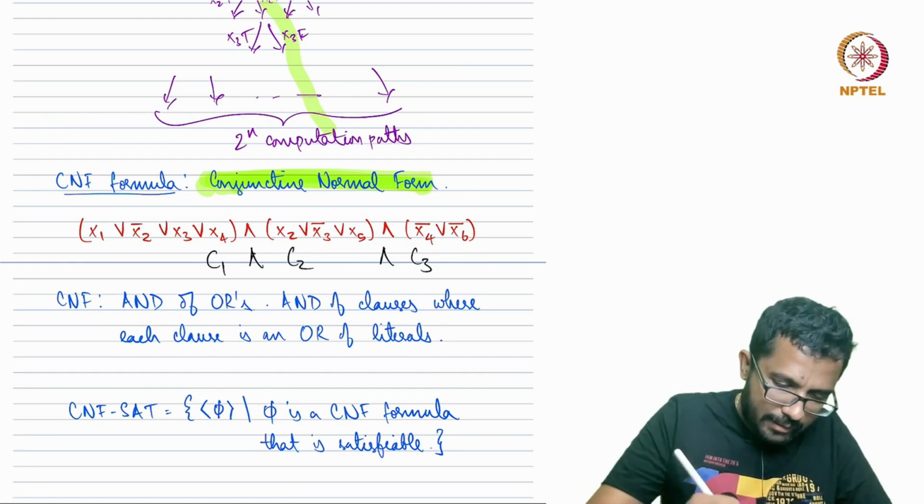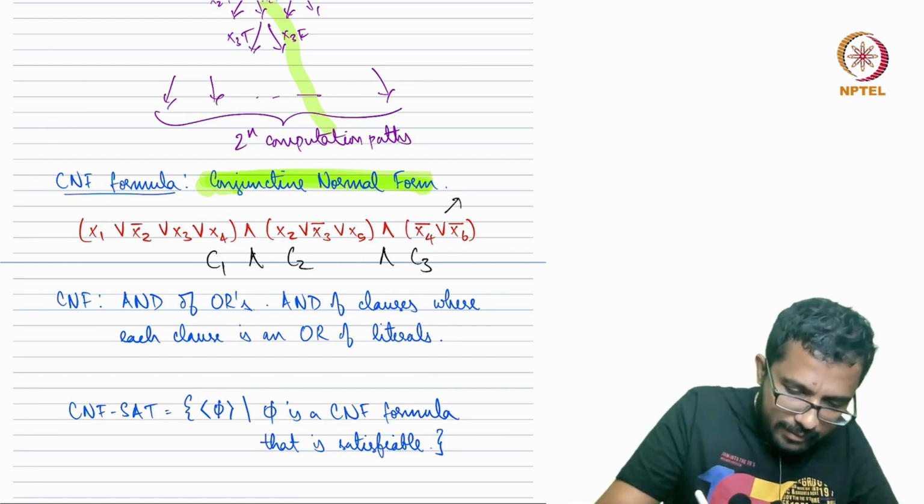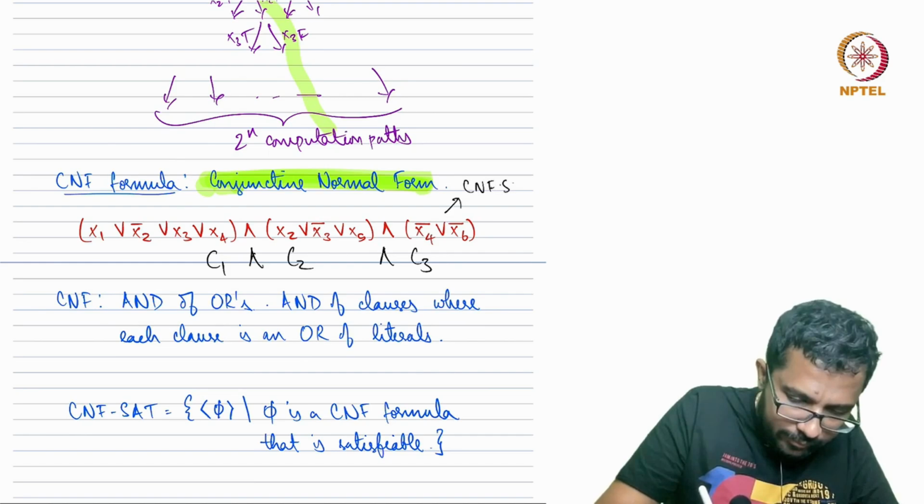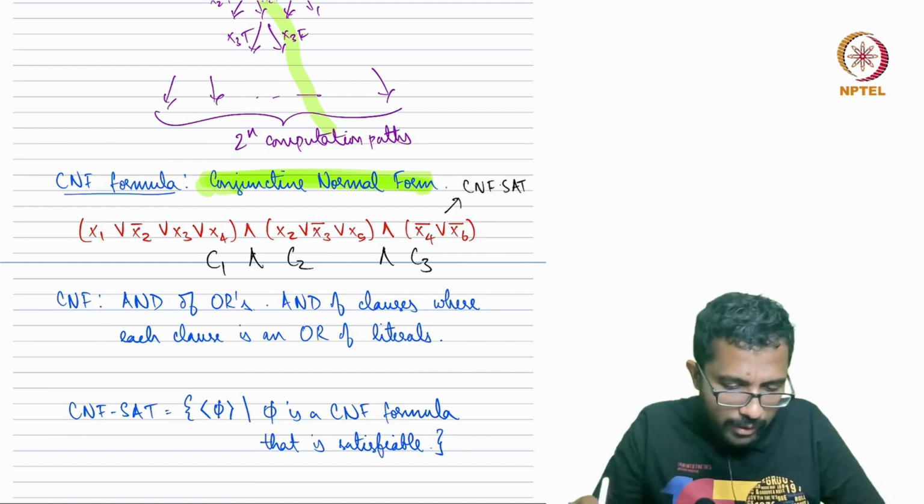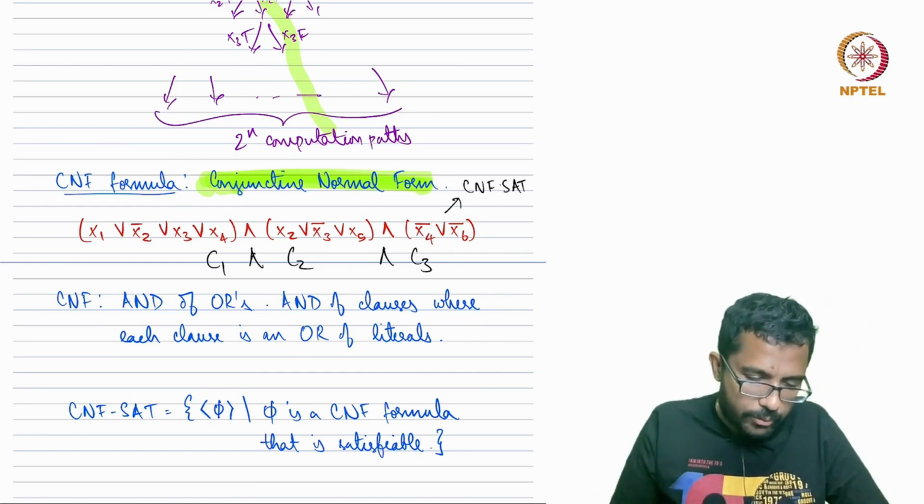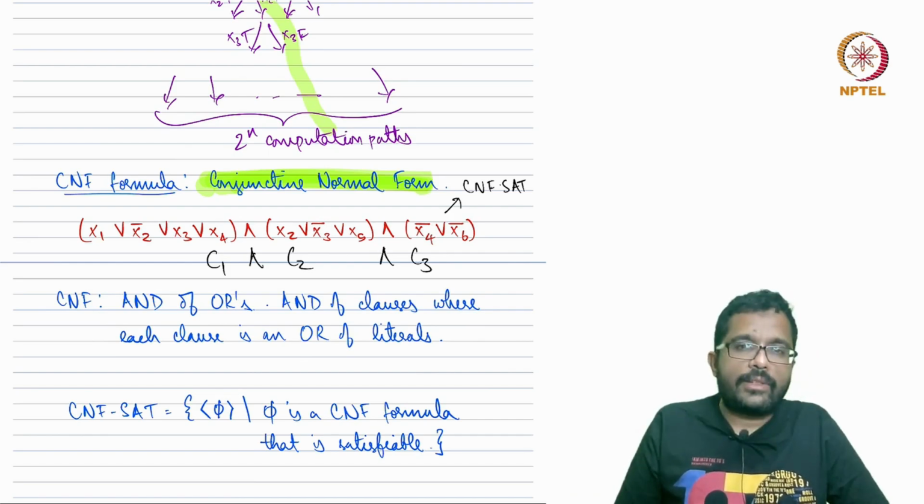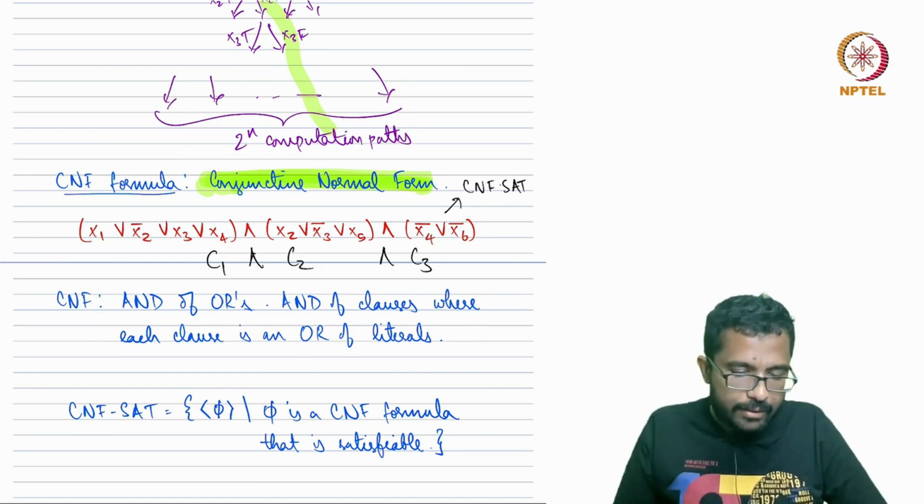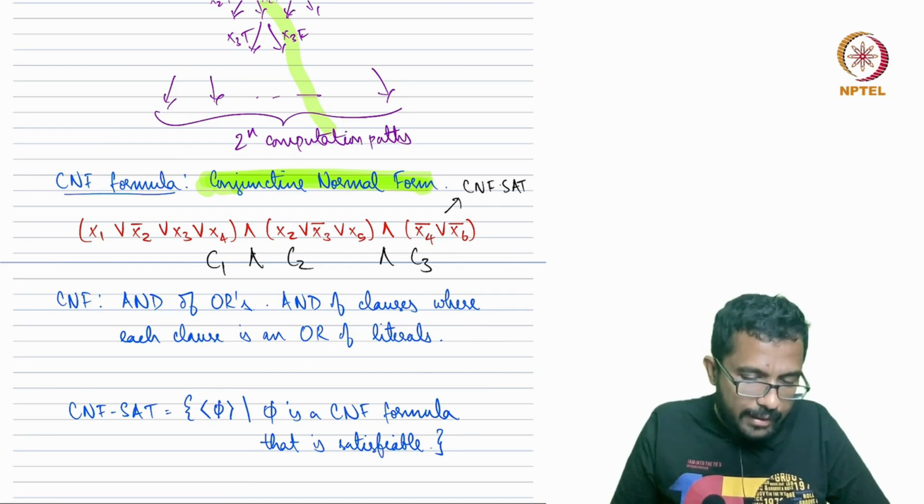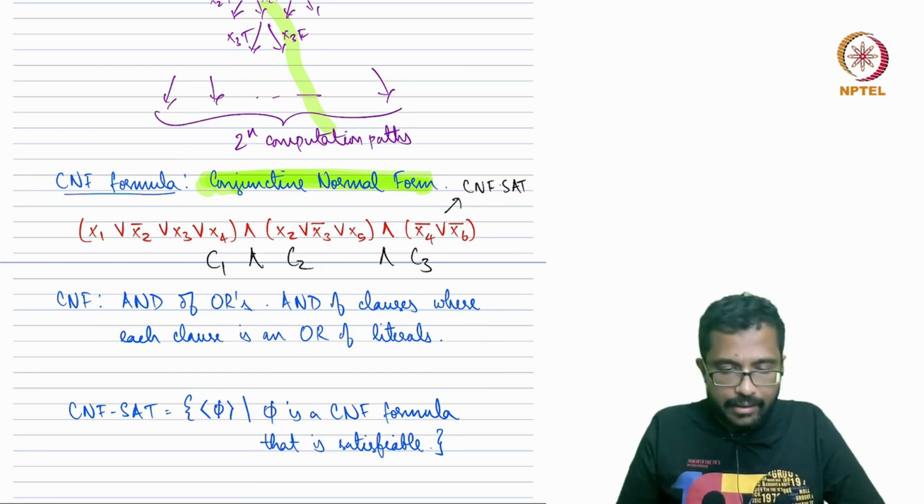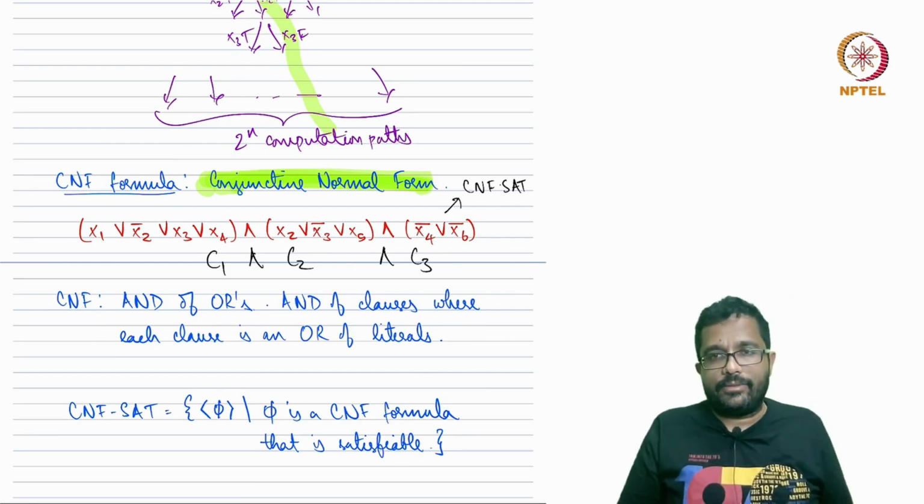You can check that this is actually satisfiable, so it is in CNF SAT. You can set x1 to true, which satisfies clause 1, x2 to true, which satisfies clause 2, and let's say x4 to false, which satisfies clause 3. So that's enough. This is satisfiable.